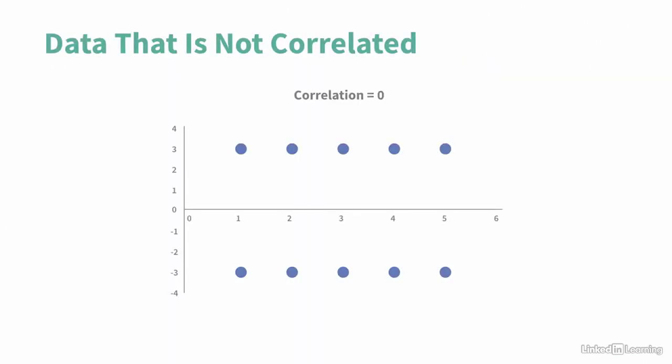So let's take a look at a visual example of data that is not correlated. Here I have 5 starting values, and those are 1, 2, 3, 4, and 5. You can see those on the horizontal axis. And 1 produces 2 results, 3 and -3, and the same for the other values along the horizontal axis. What this means is that the starting value tells you nothing about the value that follows it. The x says nothing about the y, so the correlation is 0.